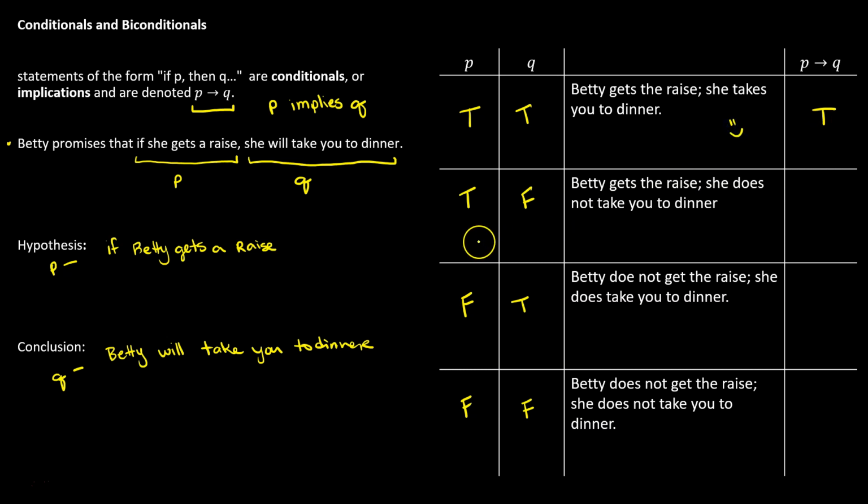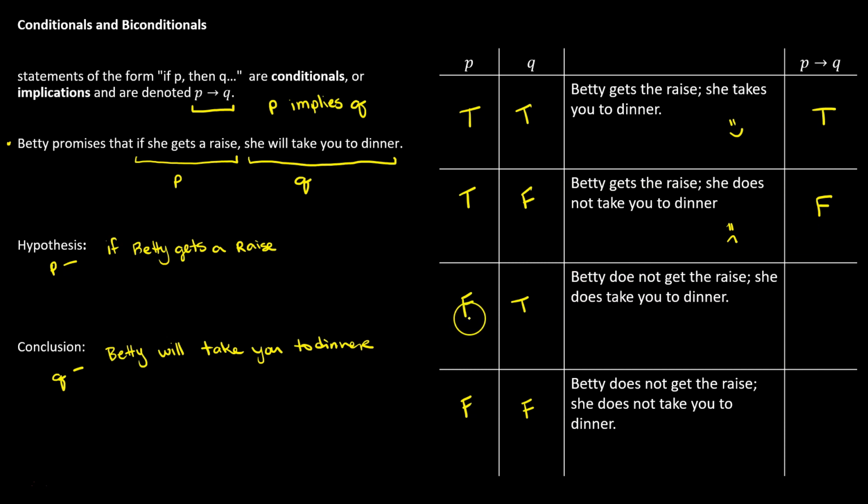In the next one, if P is true, then Betty got the raise. But if Q is false, then she does not take you to dinner. We're probably not happy about that. She did not make good on her promise. The implication, or the conditional, is false.